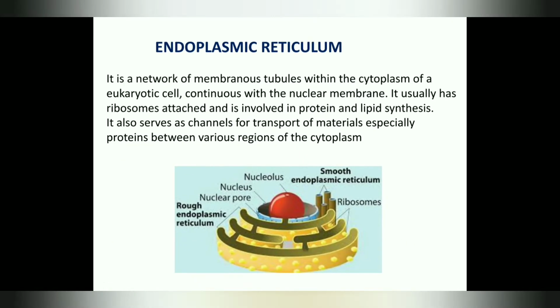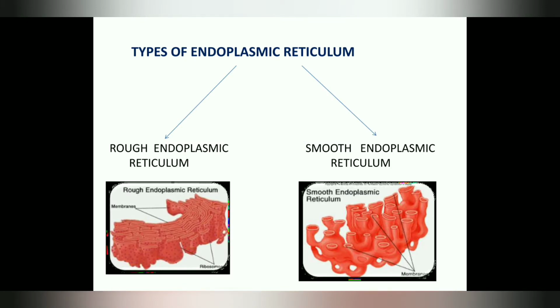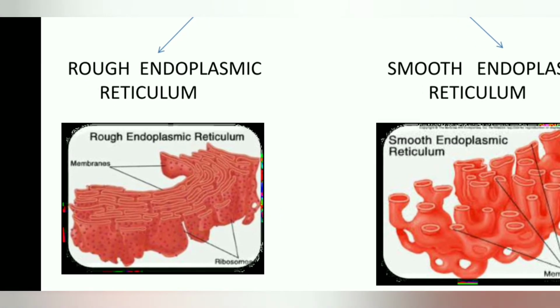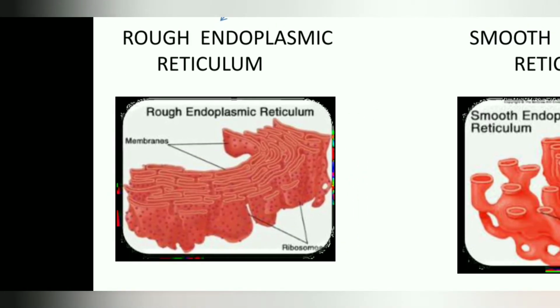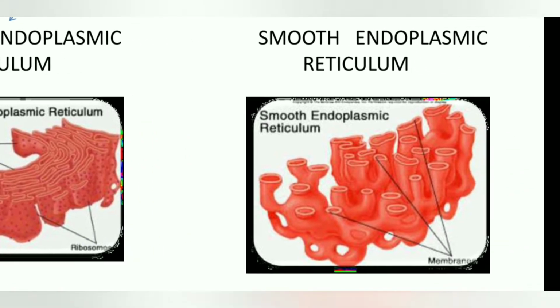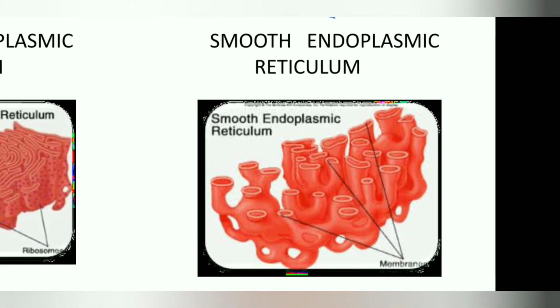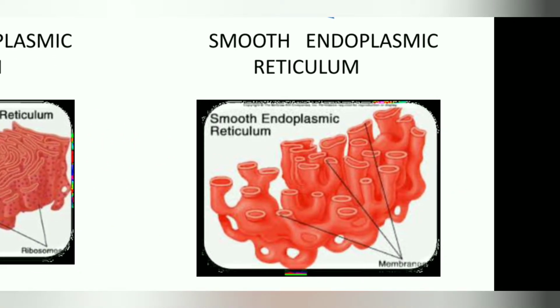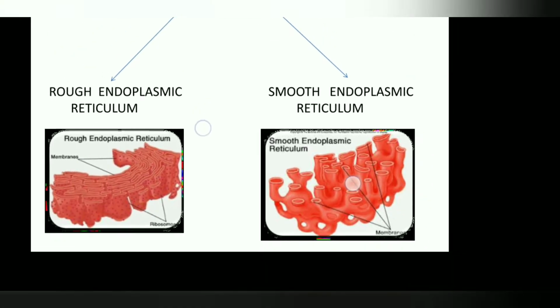What is the major difference between rough endoplasmic reticulum and smooth endoplasmic reticulum? In this picture you can see ribosomes are attached to the endoplasmic reticulum. It makes the surface rough, hence the name rough endoplasmic reticulum. Whereas here ribosomes are absent, so the structure will be smooth, hence the name smooth endoplasmic reticulum.